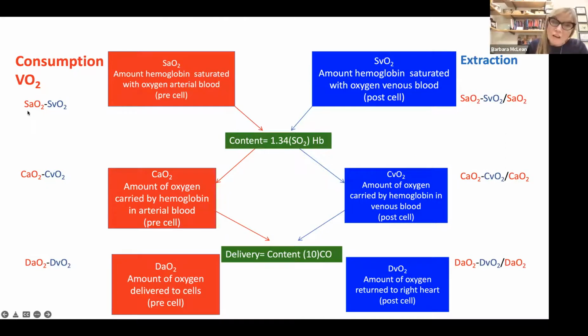So it's very nice that actually these numbers tend to be about the same. Consumption percent, 20 to 30%, extraction ratio, 25 to 35%. Anything above 35 means your patient is dissociating oxygen from their hemoglobin at a rapid rate. Shift to the right, shift to the right, shift to the right, release, release, release, because your cells need oxygen.